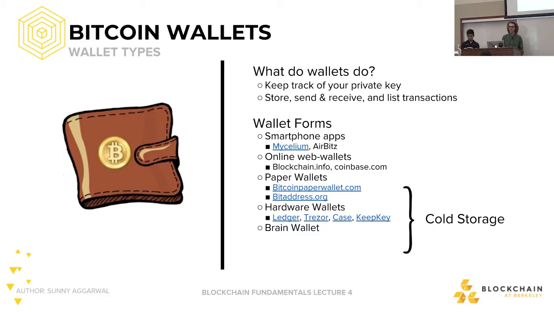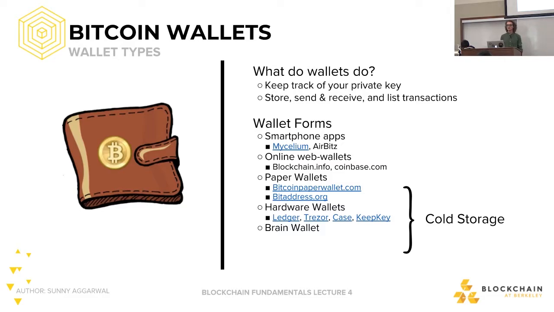A hot wallet is a wallet that is connected in any way, shape, or form to the internet. So if you have an app on your phone, or if you're using an exchange website, these are all types of hot wallets. Even if you're using the command line client for Bitcoin on your computer, since you're still connecting to the internet, that's a hot wallet. The difference here is that it's typically easier to use than a cold wallet.